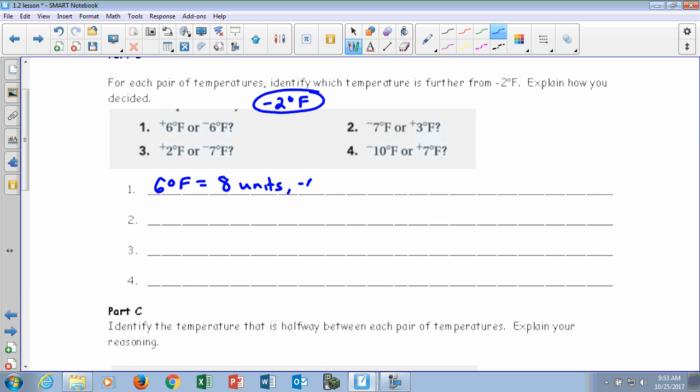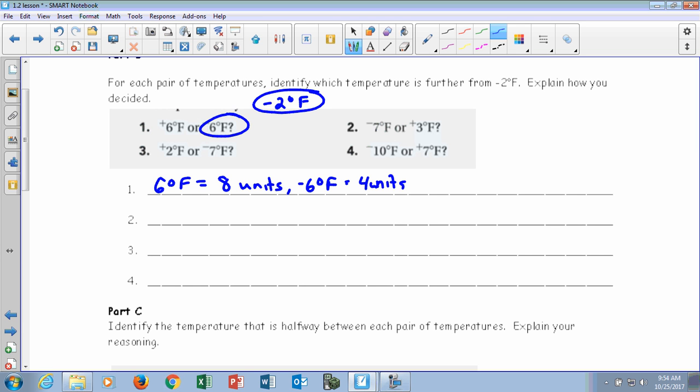So how far is negative 6 degrees Fahrenheit from negative 2? Look on your number line if you need to. Look at negative 6 and count up to negative 2. How far is it? Shouldn't be 8. Look at negative 6 on your number line. Count up to negative 2. It's 4 units, right? So which is closer? Negative 6 is closer. How many people said negative 6 was closer? Okay. All right, let's go to number 2.